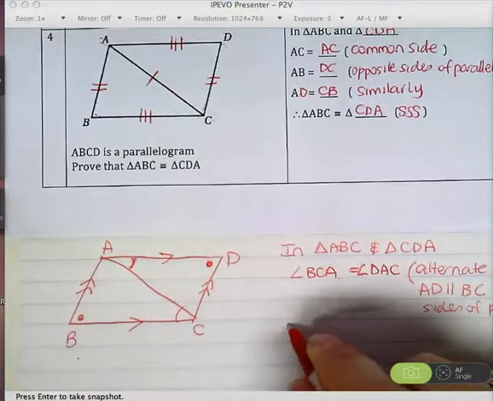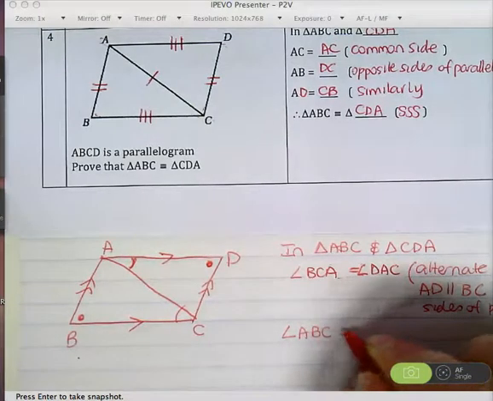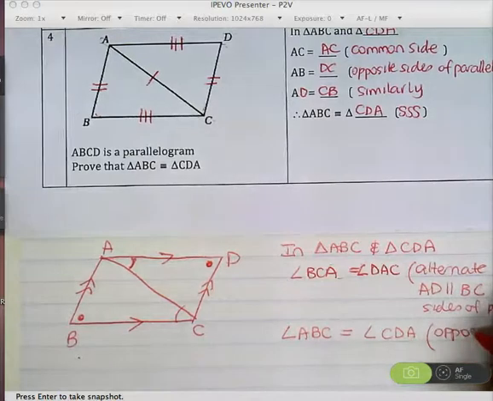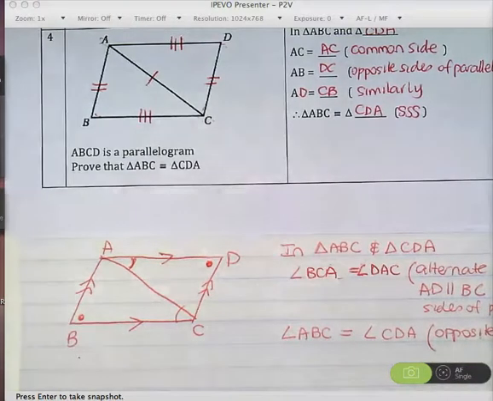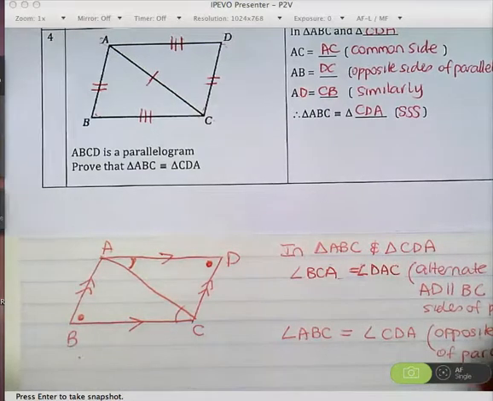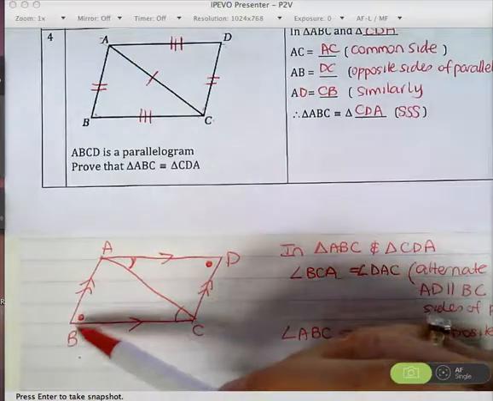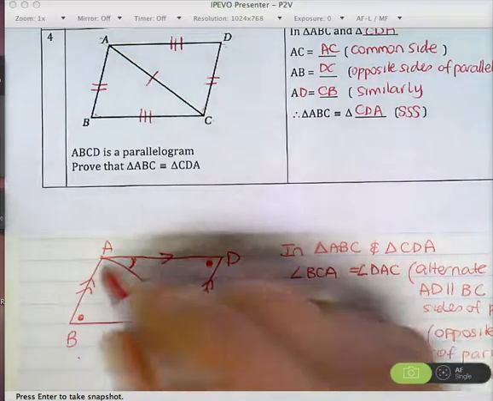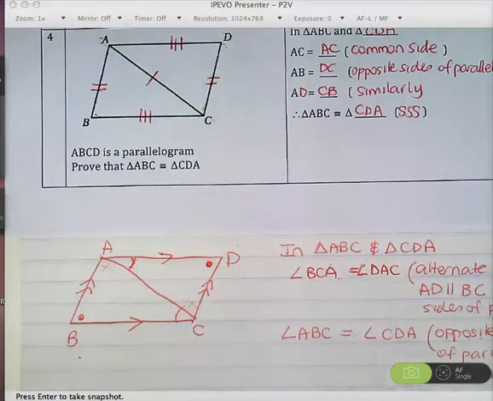Now for the second bit of information, I can say angle ABC is equal to angle CDA, and another reason I can put is opposite angles of parallelogram are equal. Okay, now I could have also done alternate angles this way and said that this angle down here at C is equal to this angle up there. But I was just trying to show another property of a parallelogram. So there's actually about 4 different ways you can do this.